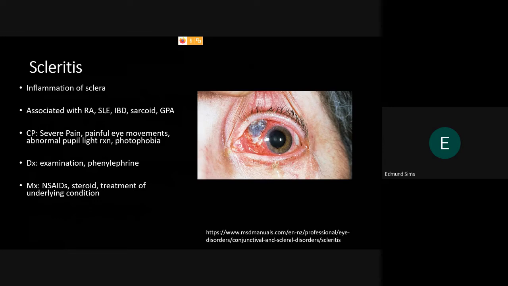Okay, you get abnormal pupil light reactions, you can get photophobia, so you can do it on examination, and we were talking about phenylephrine as a means of distinguishing between episcleritis and scleritis. And you can see in this patient, they've got the worst form of scleritis, which is known as necrotizing scleritis. And in bad cases, it can sort of go all the way through and you can get all sorts of problems. So NSAIDs and steroids can be part of the treatment. This is going to be ophthalmology managed, and they will often require treatment of the underlying condition.